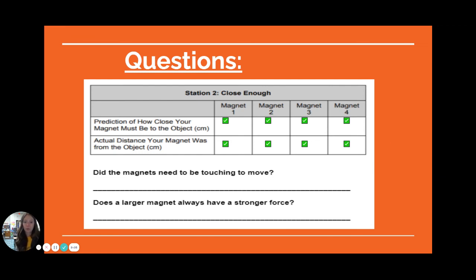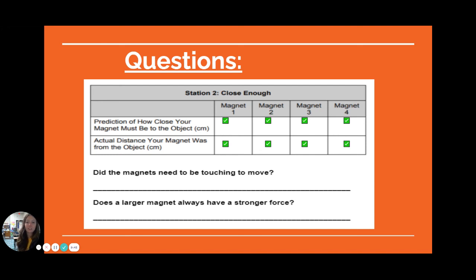And it's time for us to move on to the questions. So your first question is, did the magnets need to be touching to move? So your question here, did the paperclip have to be touching the magnet? Sorry, that was kind of phrased weird. Did the paperclip need to be touching the magnet for it to move? No, it didn't. You can write no, the magnet did not need to be touching the paperclip in order for it to move it.